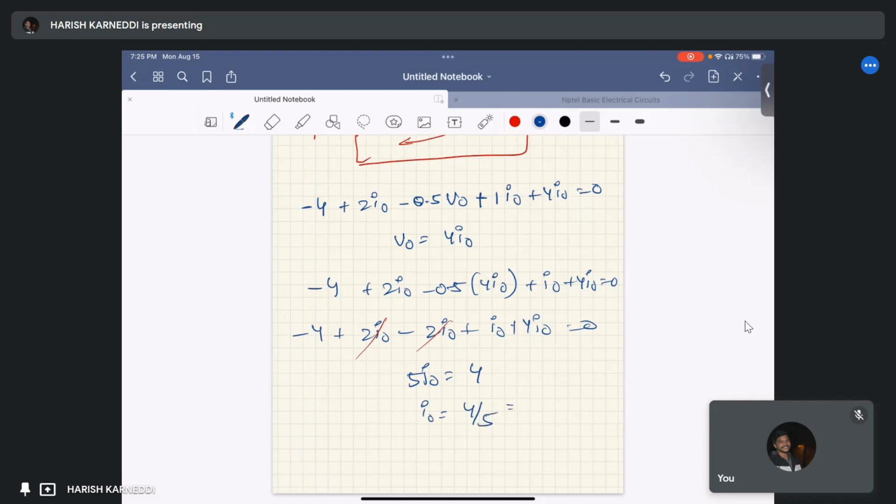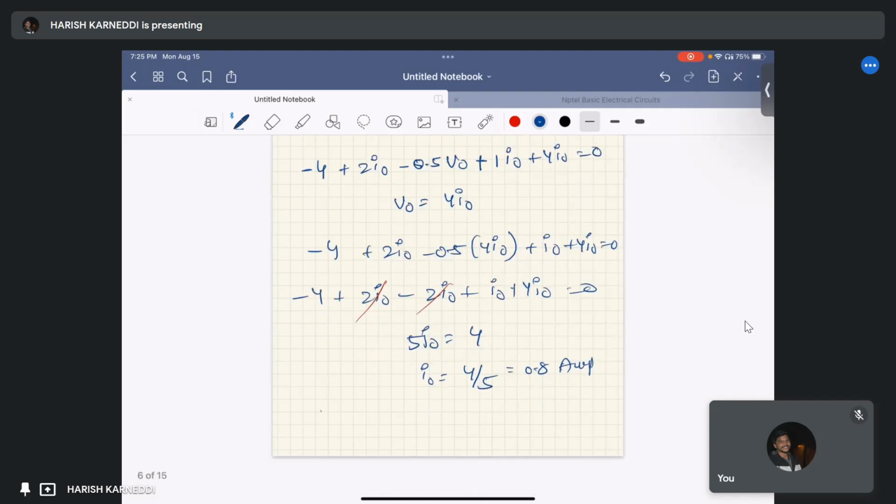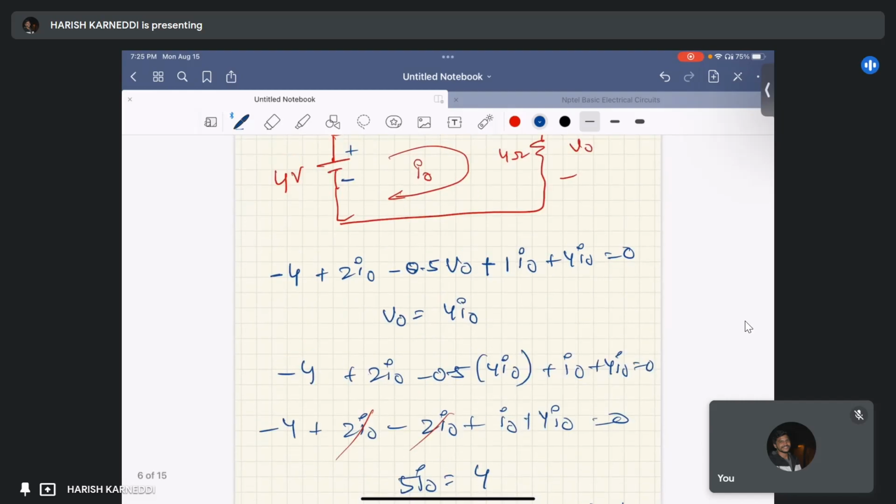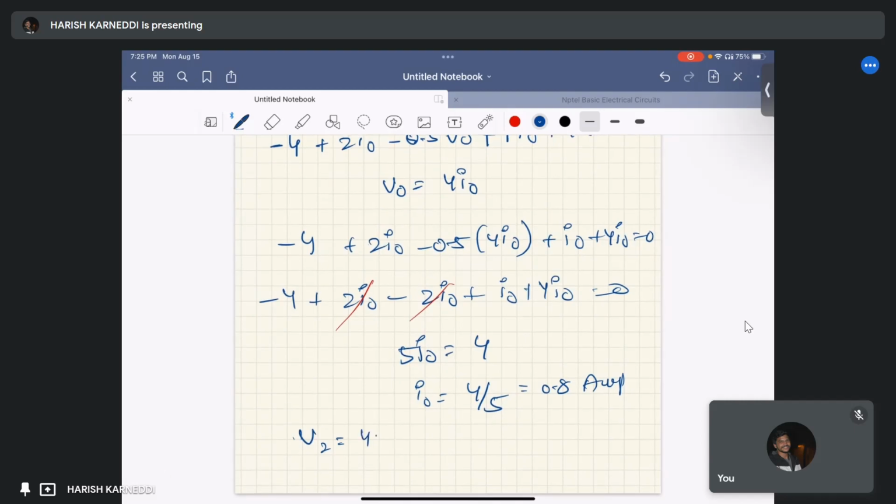That equals 0.8 amperes, and this V2 equals 4 I naught, right? 4 I naught, that is 4 into 0.8, that equals 3.2 volts.